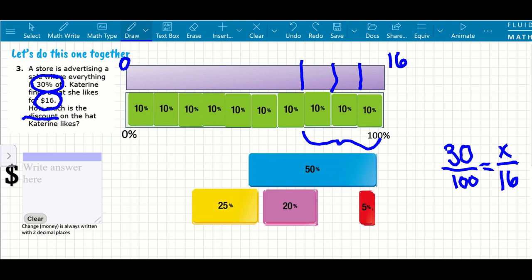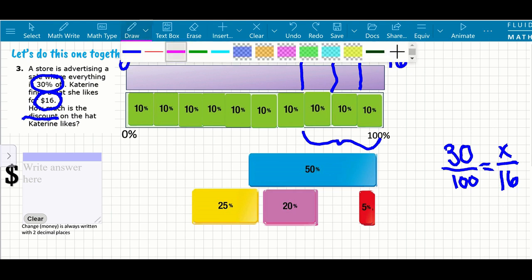So numerically, how much is $16 divided into 10 increments? Well, each increment is actually going to be $1.60, or 1 6/10. So I'm going to write that right here.